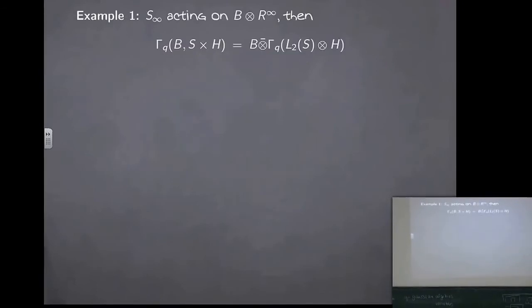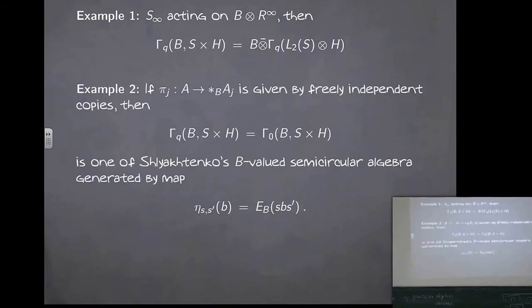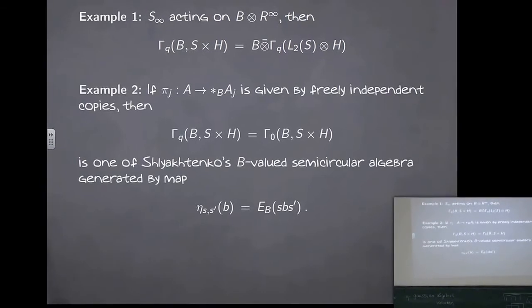And then, here are some examples. Again, if you take the tensor product action, you get the tensor product of a gamma q. That's not big news. It's just telling you that these objects are in our category. We have to accept them. They are the free factors.